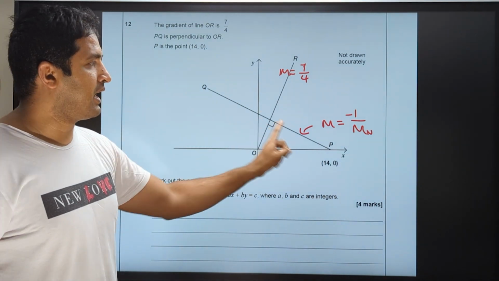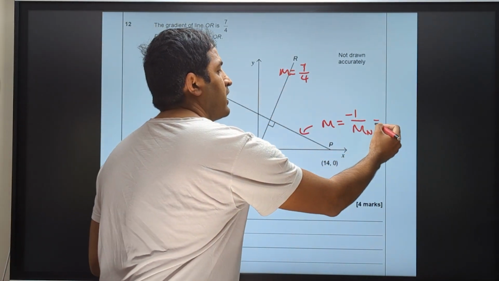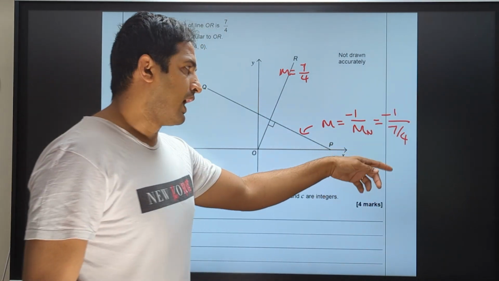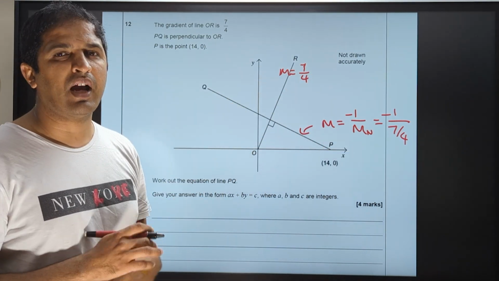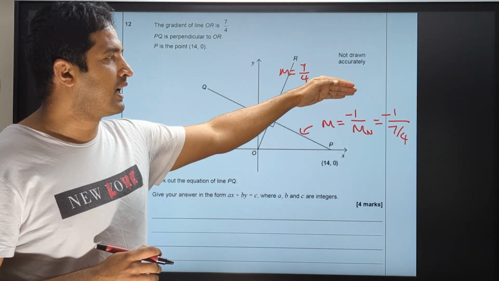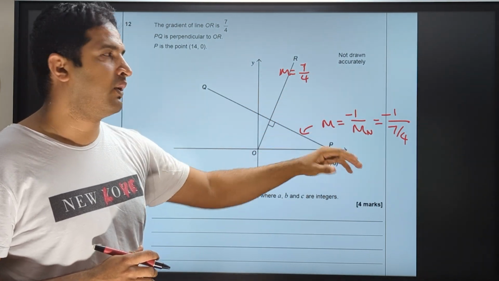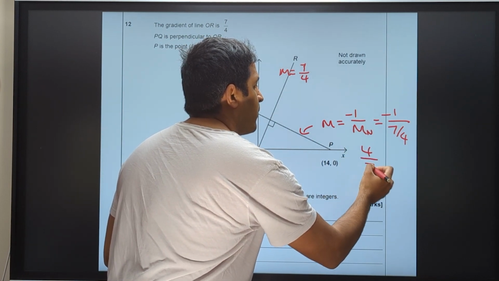Normal to this line here. So we know the gradient of that one. So all I have to do is put it in here: -1 over 7/4. Flip that over in a way, or say -1 divided by 7/4. So you're doing -1 division. Keep, change, flip. So all together we get the gradient here is -4/7.